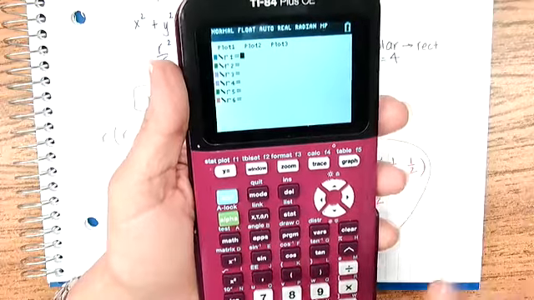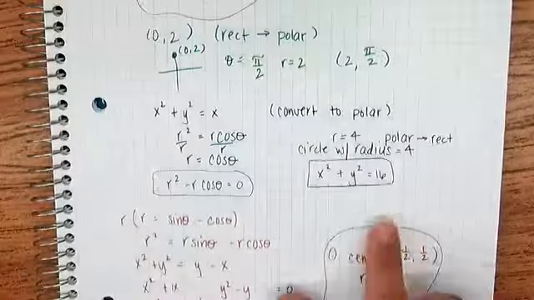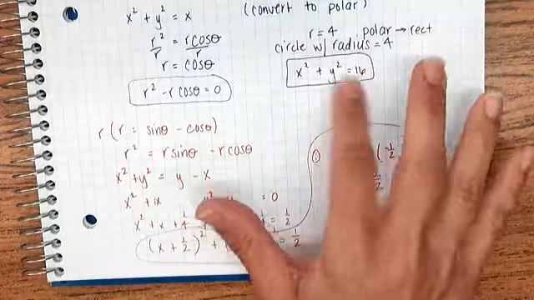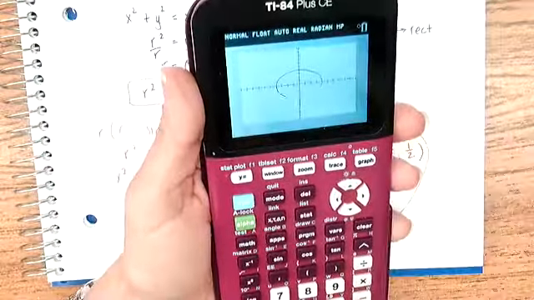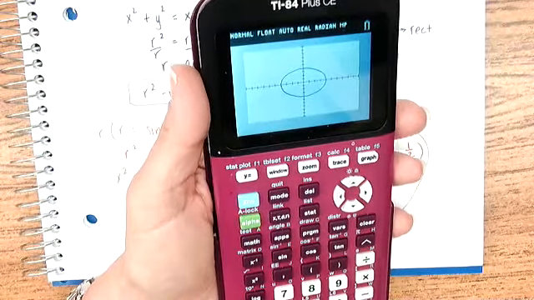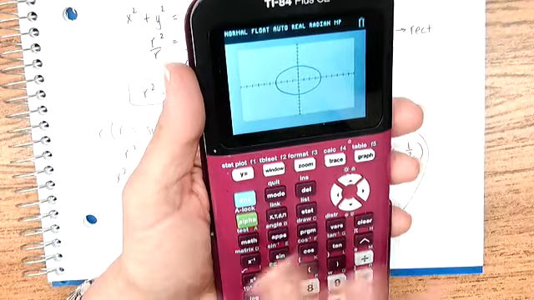Let's just do R equals 4. That was a circle. X squared plus y squared equals 16 in rectangular form. It's given to us as polar form. And when you graph this, there it is, circle. Totally cool. Circle with radius 4. Let's look at the last one that we just did.